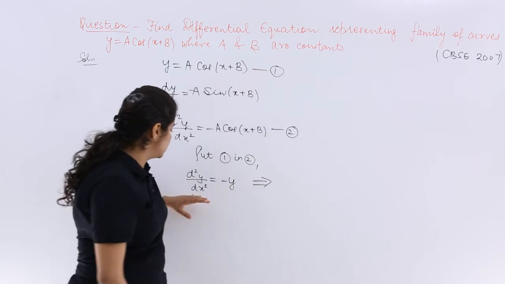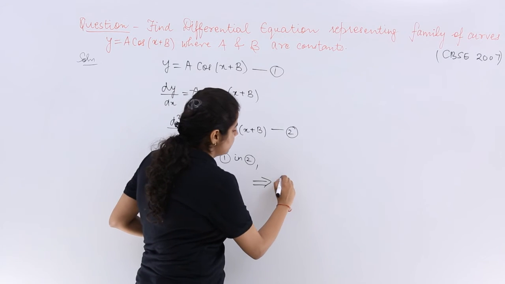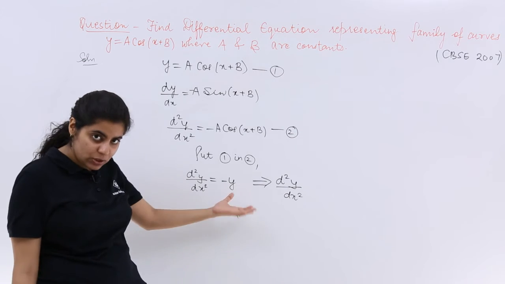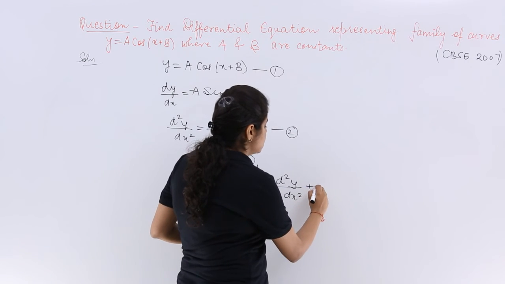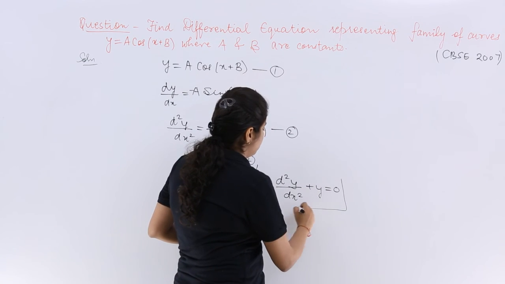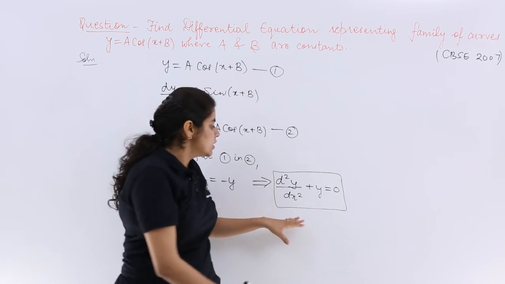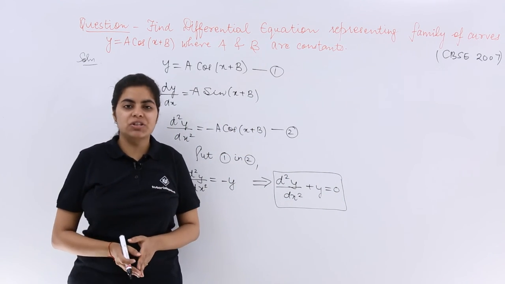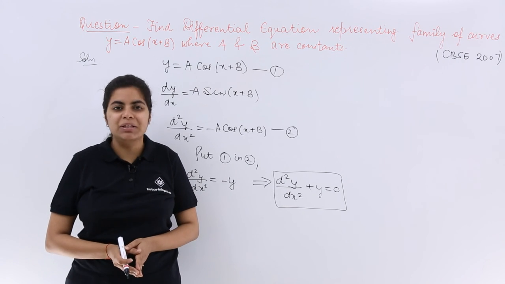Your differential equation is d2y by dx square, and here this minus y goes to the other side, becomes plus y is equal to 0. So, in the last line you will write d2y upon dx square plus y is equal to 0 is the differential equation representing a family of curves.